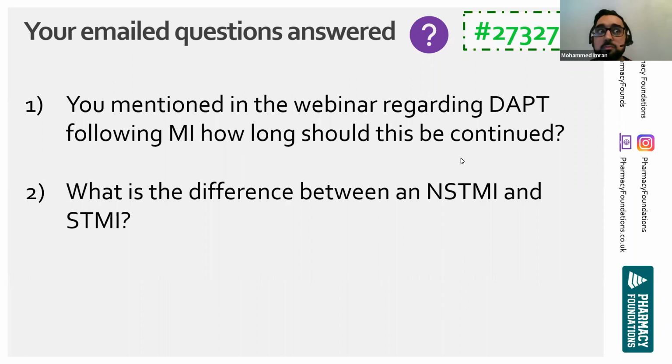Which one of these two is most severe then? Are we more worried when somebody has a STEMI, or are we more worried when somebody has an NSTEMI? STEMI is more dangerous, right? That's correct. Excellent idea. That's correct.